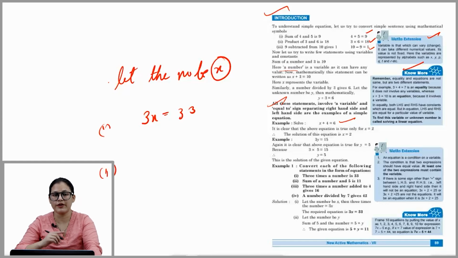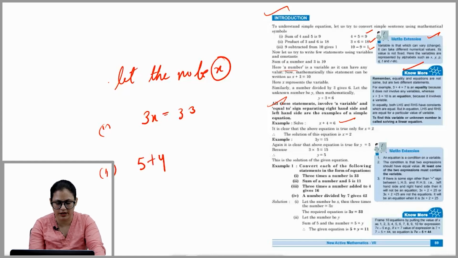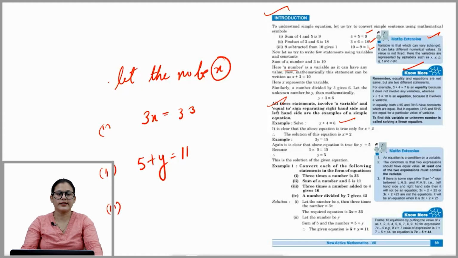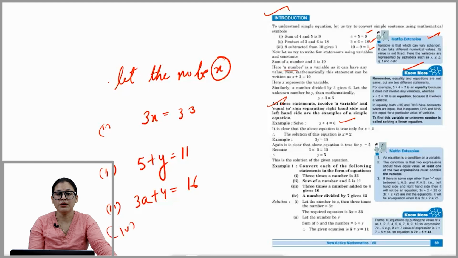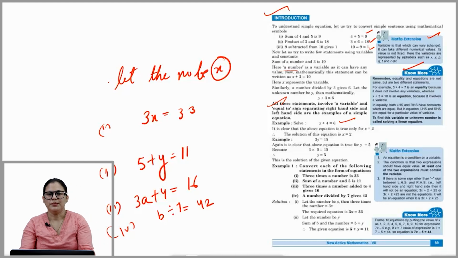Second, sum of a number and 5 is 11. Let the number be y. So sum of the number and 5 is equal to 11. Third one is 3 times a number added to 4 gives 16. Okay, let the number be a. So 3 times a number then added to 4 gives 16. And number 4, a number divided by 7 gives 42. A number, any number you can take here, a number divided by 7 gives 42.